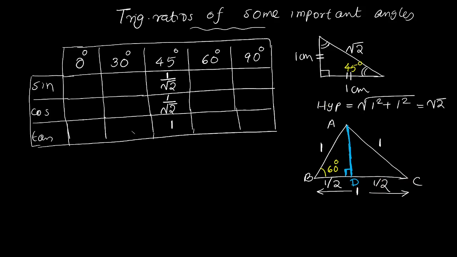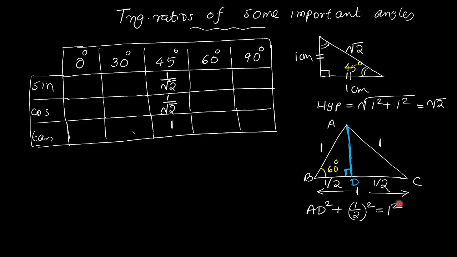Can I find AD? Yes, you can see a right angle triangle ADB. Hypotenuse square, 1 square, equal to AD square plus 1 by 2 square. One is the hypotenuse of ADB. By the Pythagoras theorem, AD square plus 1 by 2 square will be hypotenuse square.